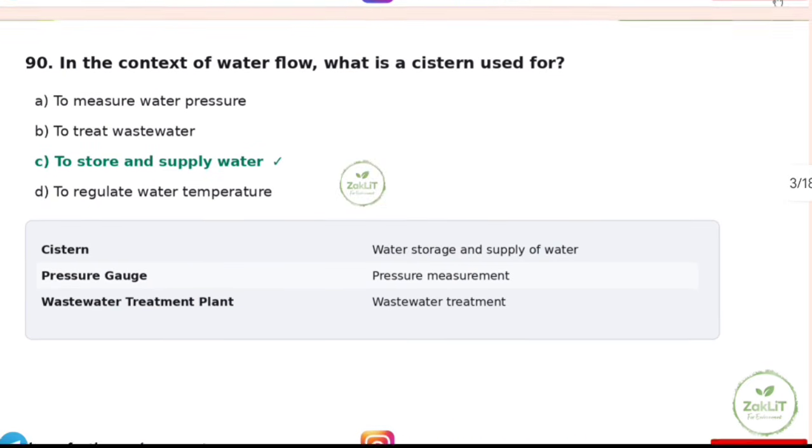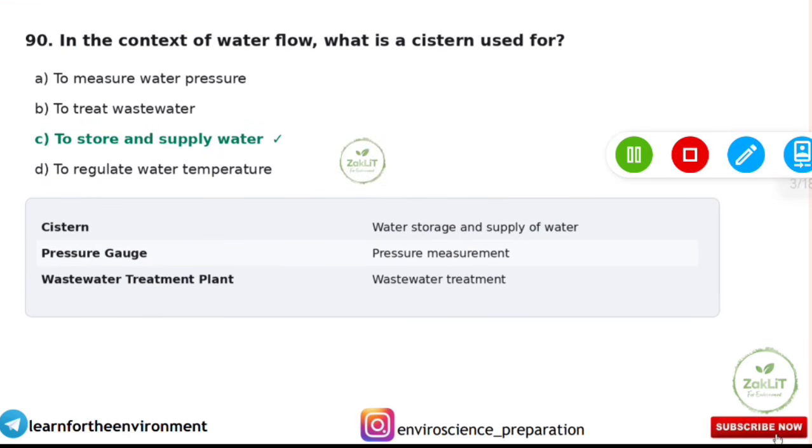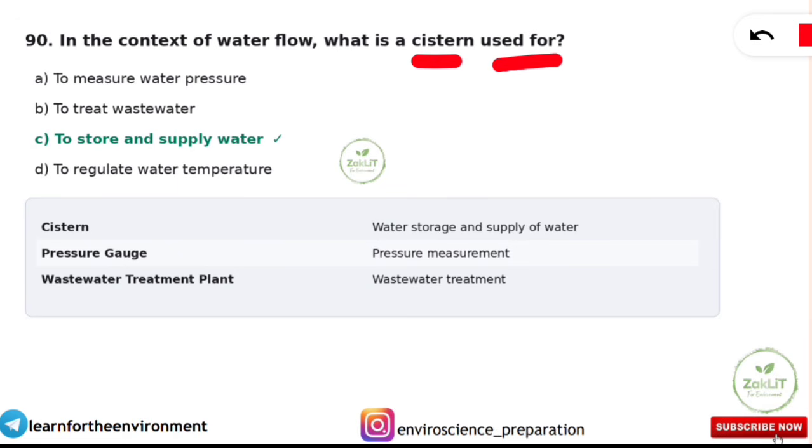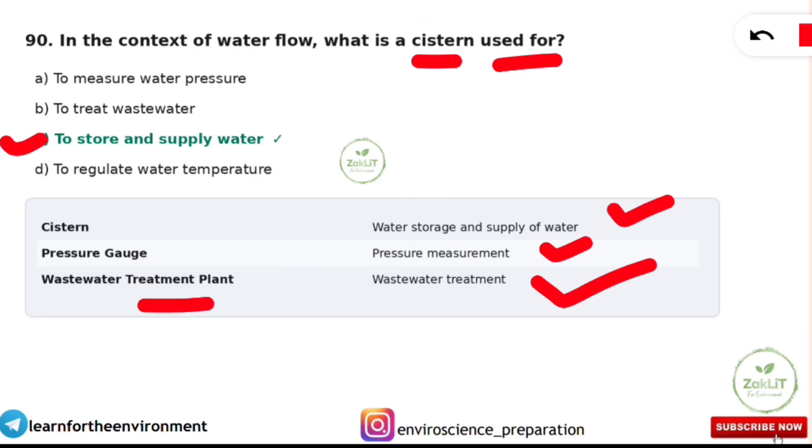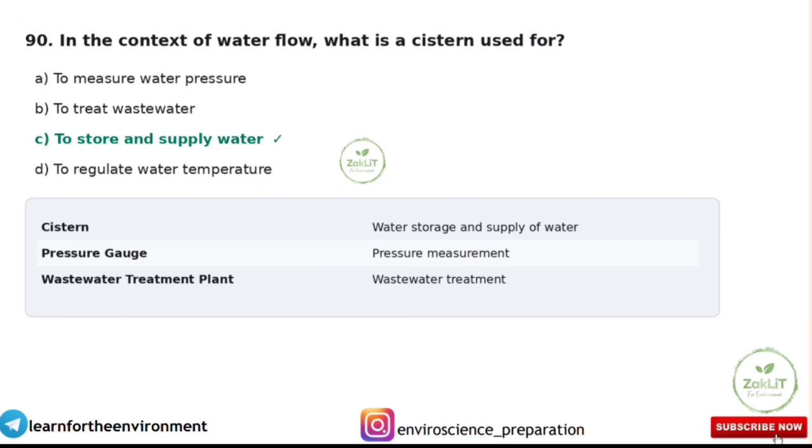Coming to the next question on your screen. In the context of water flow, what is a cistern used for? And water supply thing. So here the cistern is used to store and supply the water. Yes, cistern, water storage and supply of water. Pressure gauge is used for pressure measurement. Wastewater treatment plant is for wastewater treatment. So here cisterns are specifically used to store and supply the water in the context of the water flow. I hope you are noting down these things.